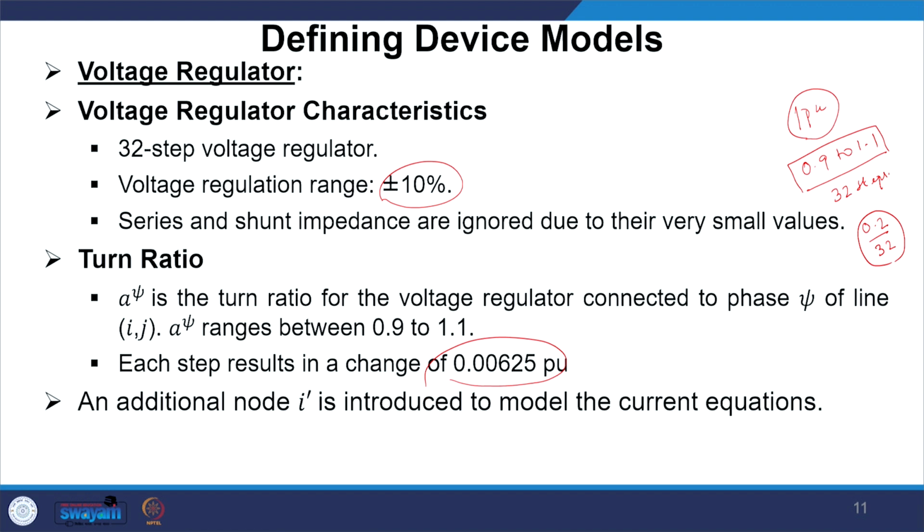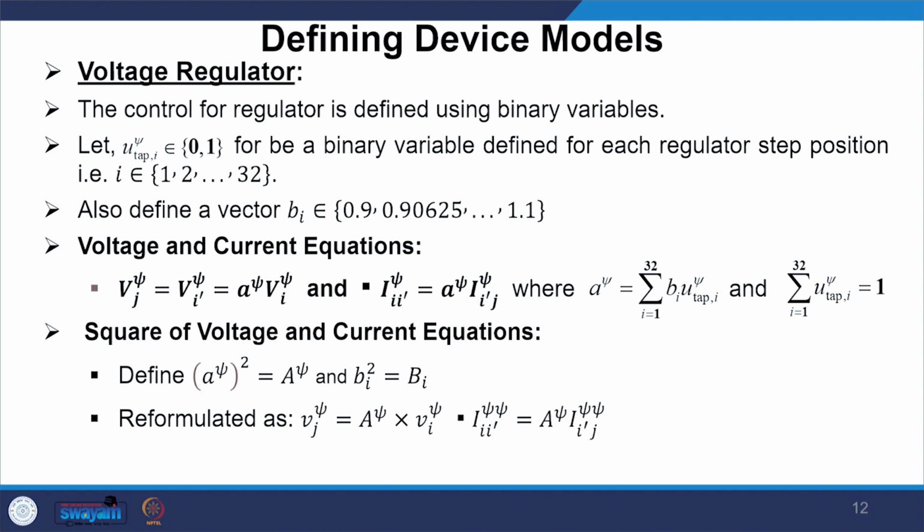So, in each step I can change 0.00625 per unit, and in 32 steps I can vary between 0.9 to 1.1, that is plus or minus 10%. An additional note: IDES is introduced to model the current equations too. Now, the control of regulators is defined using binary variables.